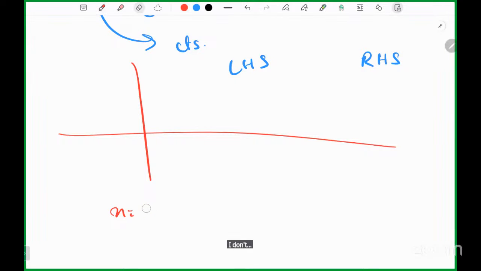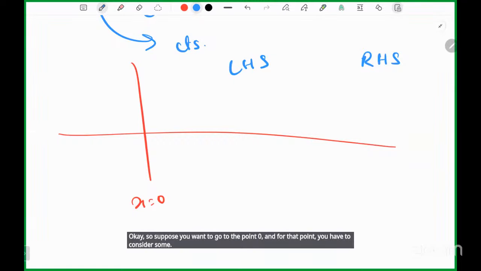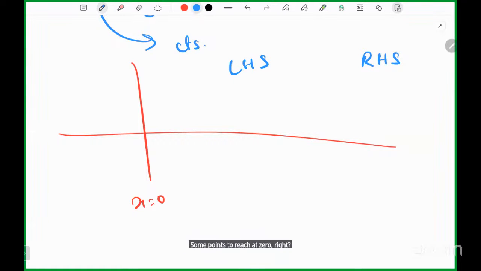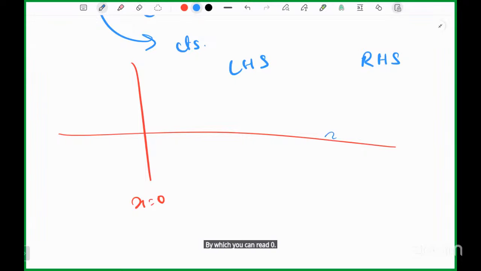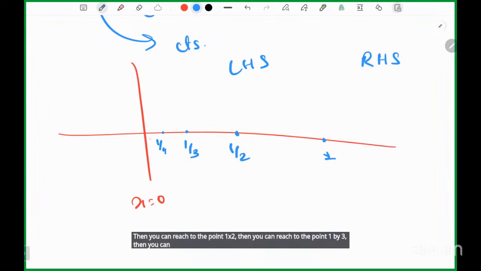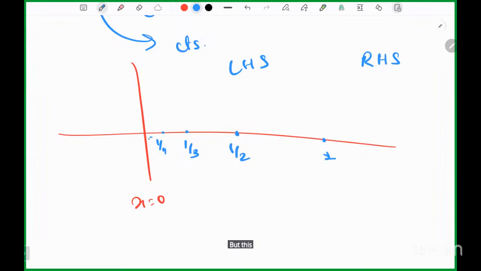Okay, let's take it 0. 0 will be little easier. Okay, so suppose you want to go to the point 0, and for that point you have to consider some points to reach 0, right? So what does sequence give us? Sequence gives us a kind of stops by which you can reach 0. So one path is you can first reach the point 1, then you can reach the point 1 by 2, then you can reach the point 1 by 3, then you can go to 1 by 4, and so on. But this is one path, right?